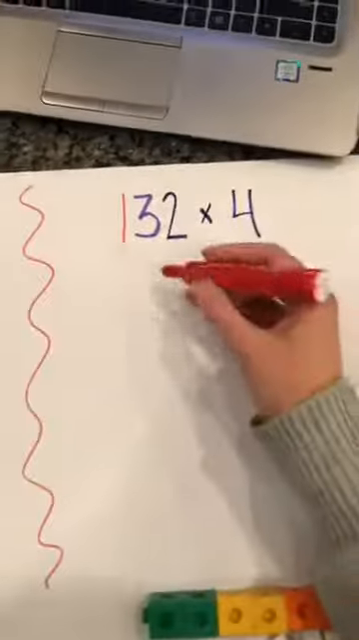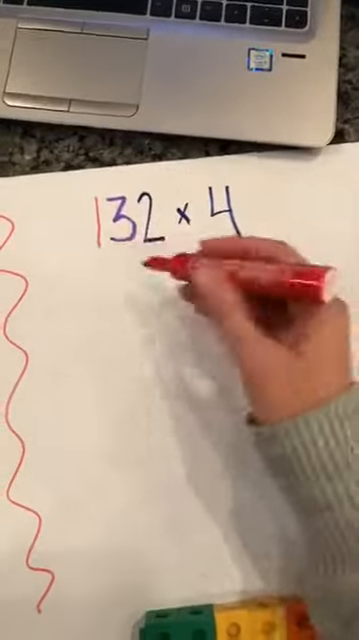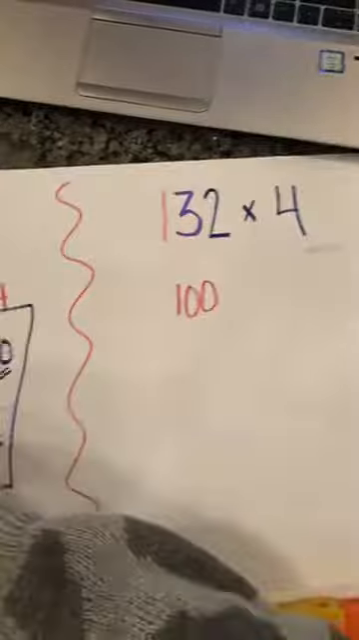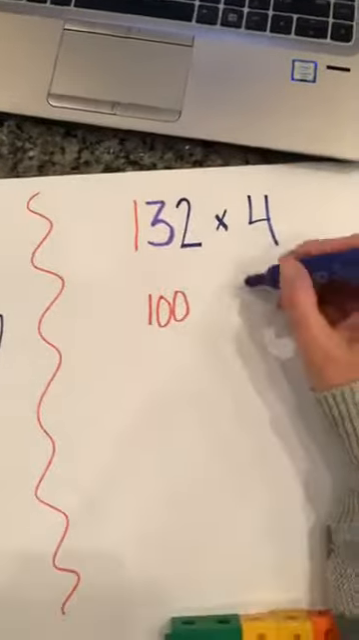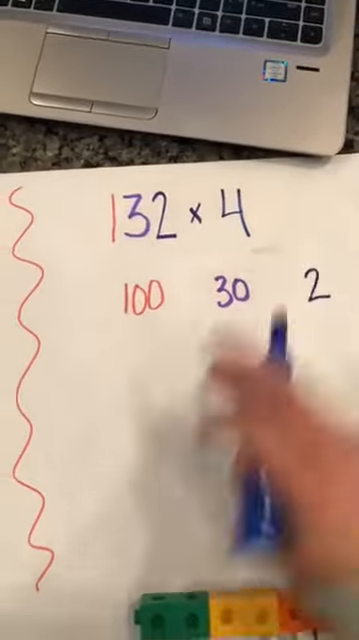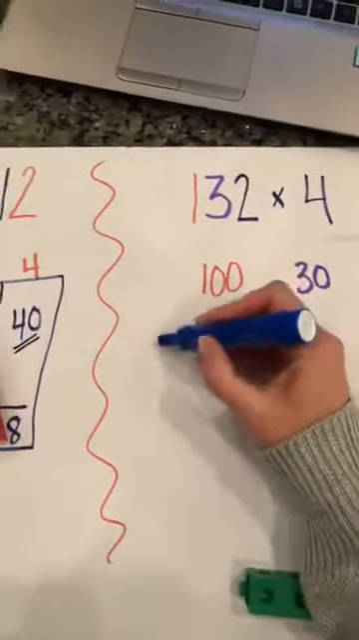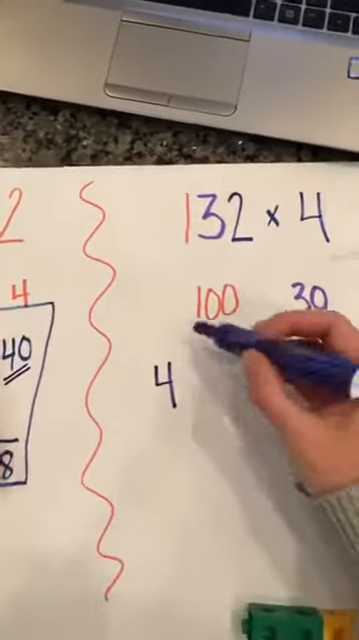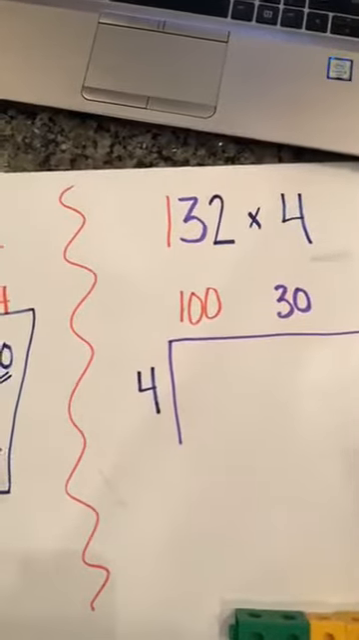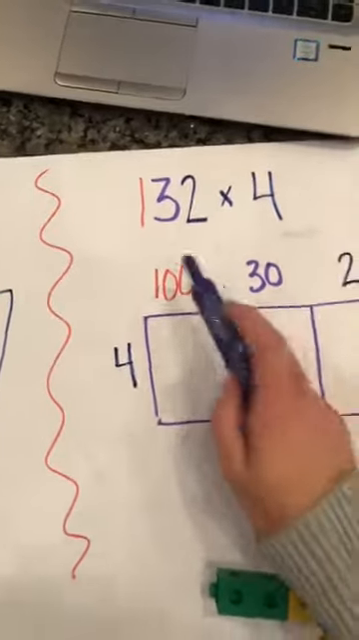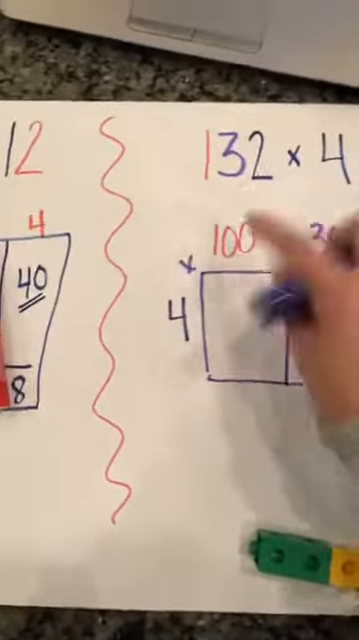All right, so let's look at 132 times 4. I'm going to do the color coding just so that you guys can see. So if I have 132, I'm going to decompose that into 100, 30, and 2. And I know I'm going to be multiplying it by 4. I'm going to take my marker and fill in my area. Hence why it's called the area model. Get it?